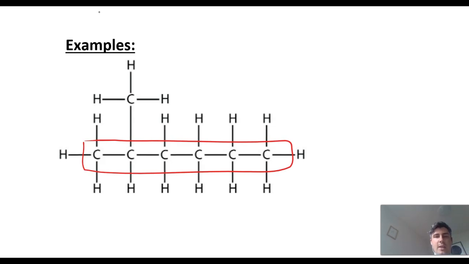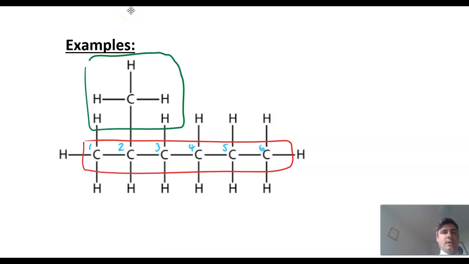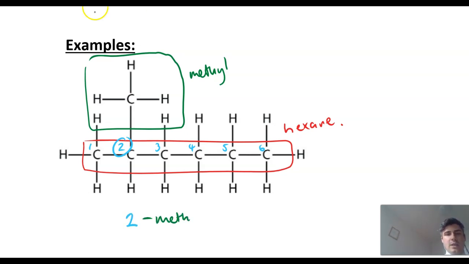Then we're going to number them. Now if I number this way, 1, 2, 3, 4, 5, 6, that will end up being a 5 methyl, which is too high because I can easily number the other way. And that way it will be a 2 methyl. So we're going to number it this way. Okay. Then I'm going to circle the substituent group, which is a methyl group. This is hexane. And the carbon number is 2. So now I'm going to put it all together. It's 2-methylhexane.